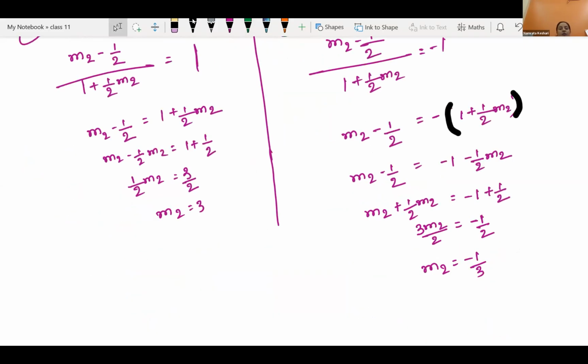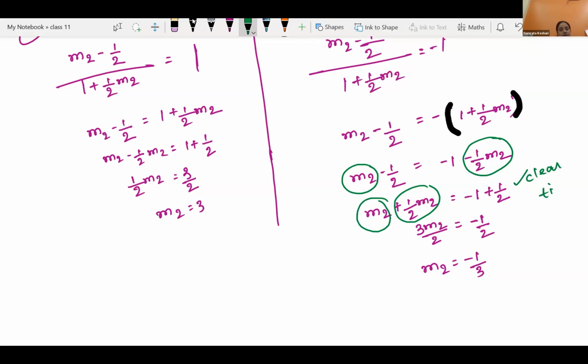Now after that, what do we do? We collect M2 and M2 together, so I have collected them, and we keep the numbers together. So minus 1 plus 1 by 2. Clear? Clear till here?